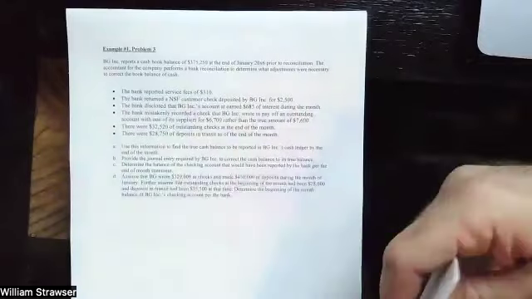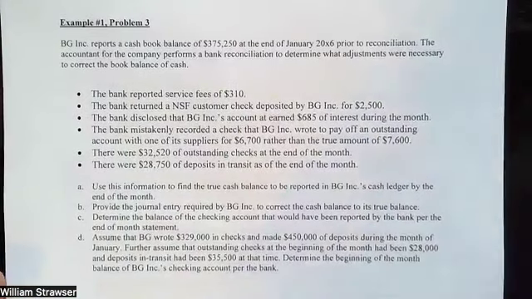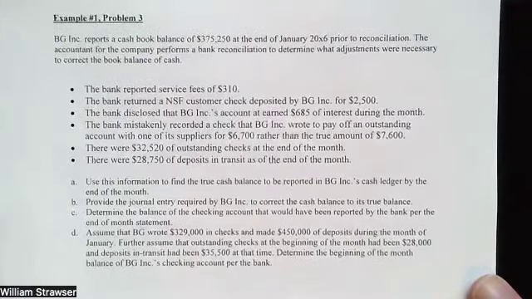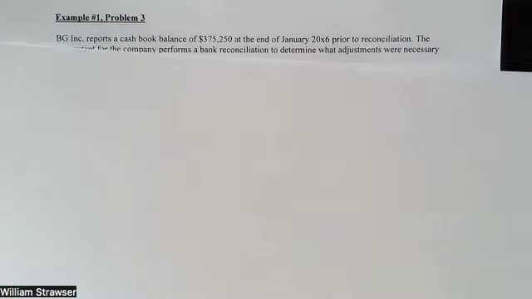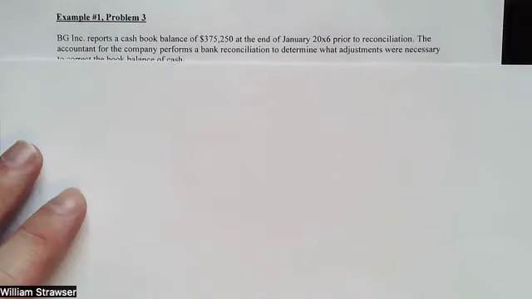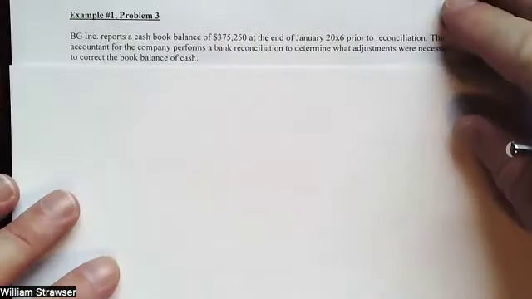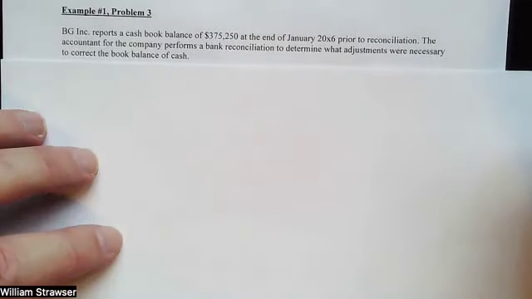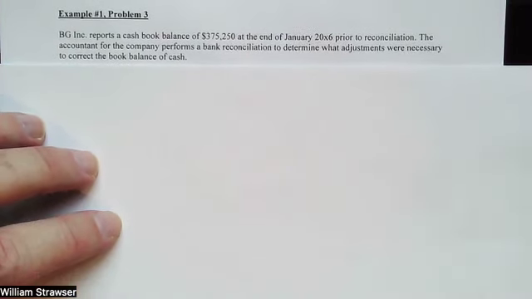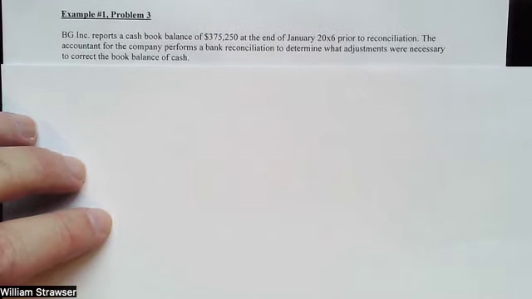As I mentioned in the announcement, the very first thing I want to work on is from example number one. It's problem number three in that group of problems, and it is about a bank reconciliation. I'm a very visual person, so to visualize what's going on with the bank rec, bank recs are done at the end of a period. Typically, the end of the month is a nice stopping point for a bank rec.